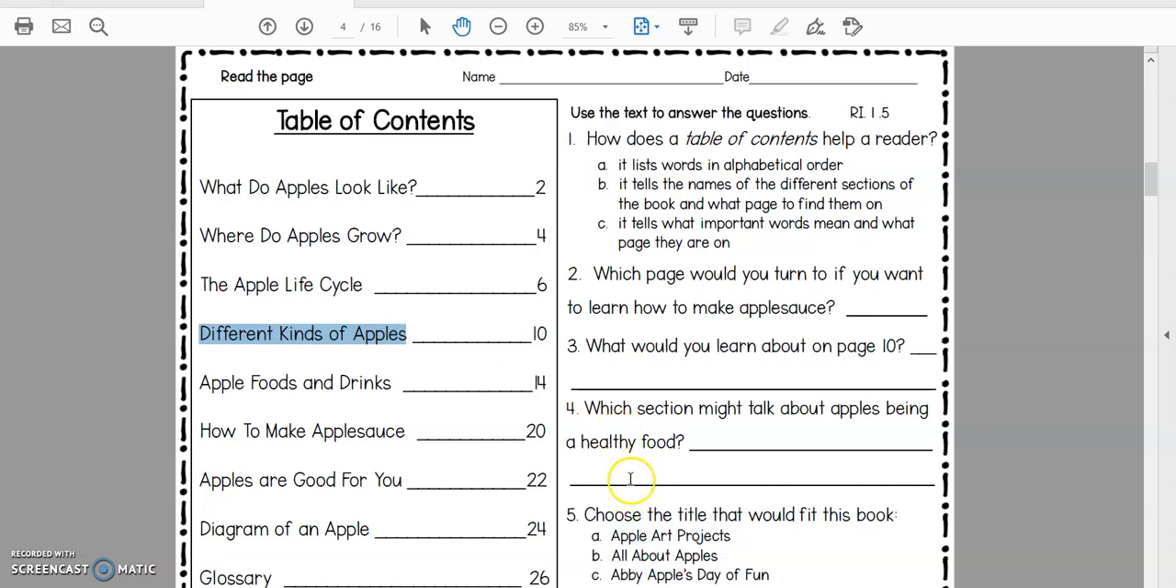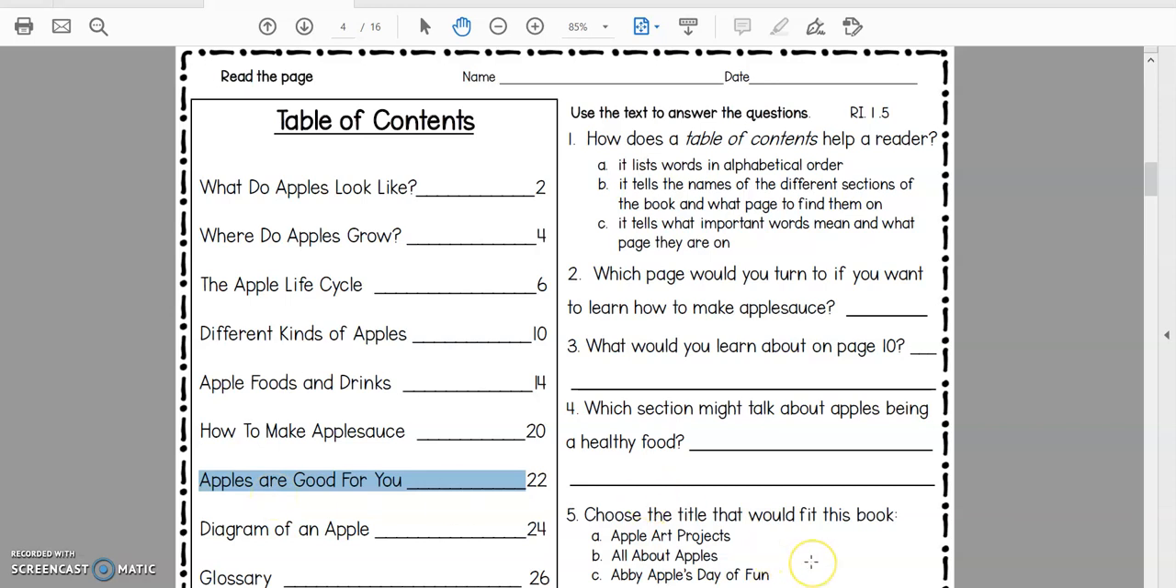Let's look at question number 4. Which section might talk about apples being a healthy food? So I'm going to look at each of these sections until I find something that maybe says healthy or good for me, and that might make me think about good food. So apples are good for you. I'm going to find that on page 22. That's the section that I'm going to read.